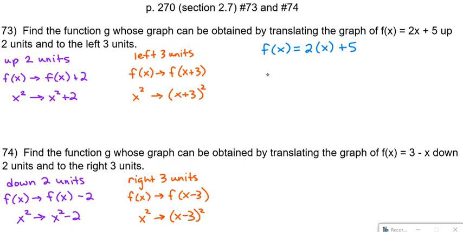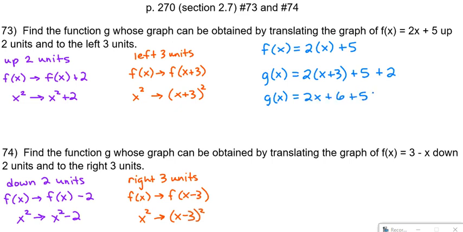Okay, now our new function is g. And we need to do both of these transformations. We need to add 2 at the end, and we need to add 3 inside the function just to x. So adding the 3 inside the function looks like this. That's the shift left. And then adding the 2 outside the function looks like that. That's the shift up. And the last thing we need to do is simplify. So suppose we distribute the 2 and combine the like terms. We will have our answer, g of x equals 2x plus 13.